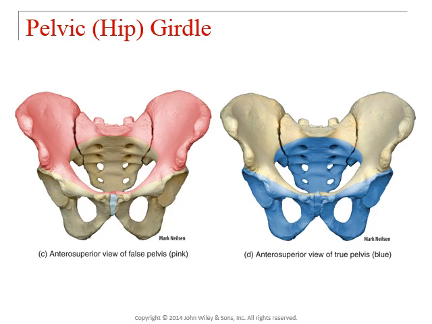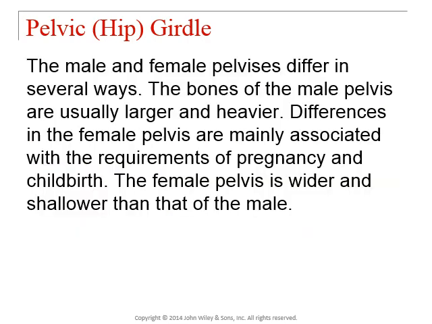And we can identify a male and female pelvis by a number of different characteristics. Number one, the male pelvis tends to be a little larger and heavier on average versus the female. The other difference we're going to notice is that the female generally has differences that basically aid with pregnancy and/or childbirth. In general, the female pelvis is going to be wider and also shallower than that of the male.